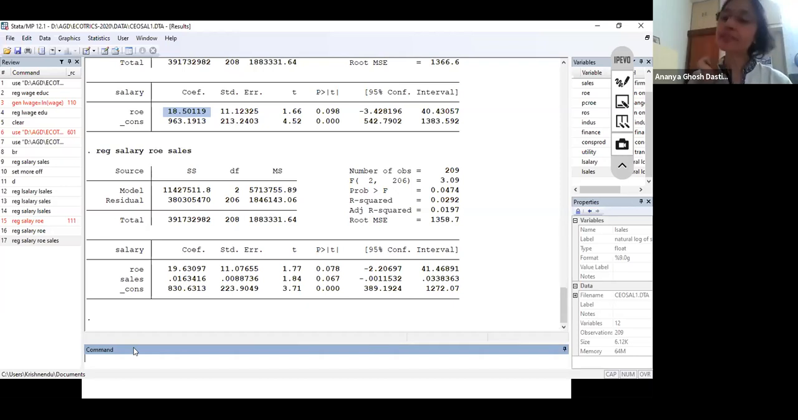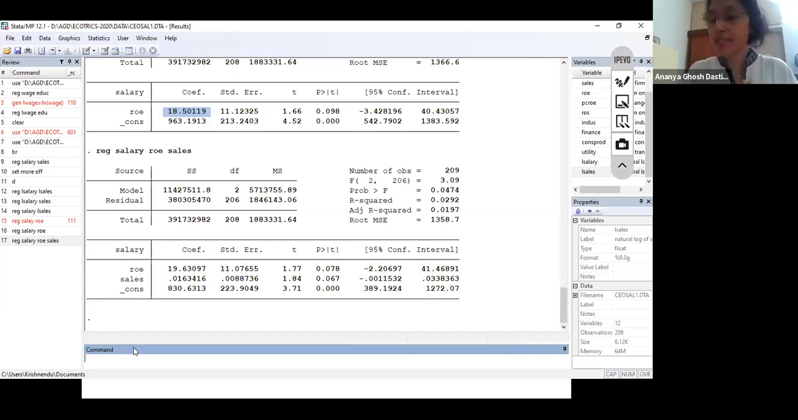What are the three variables? One dependent variable. So throughout my discussion, I'm going to be discussing models where the dependent variable is always a single dependent variable. But now I have two explanatory variables. There is ROE, which is measured in percentage points. It's the return on equity of the firms.